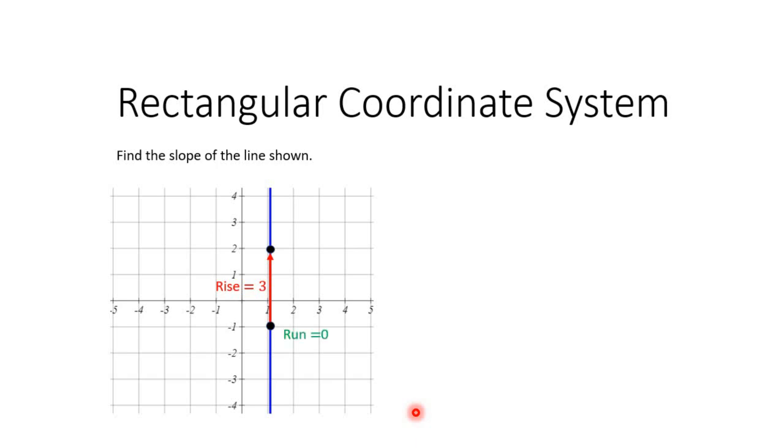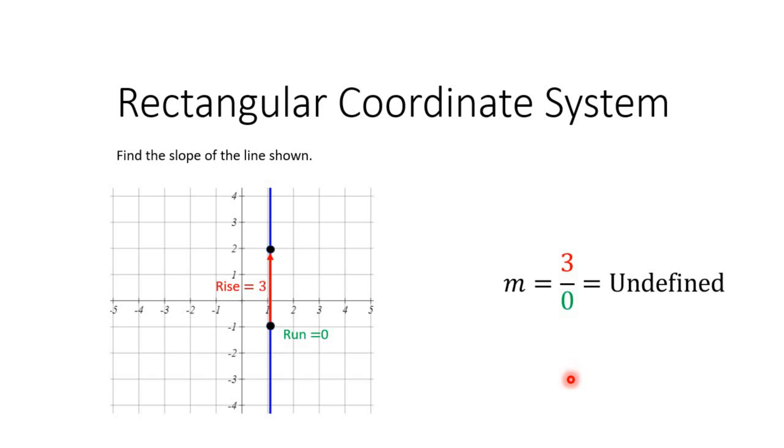And now I can find the slope as rise over run, rise divided by run. So the slope is 3 divided by 0. If you type this into a calculator, 3 divided by 0, the calculator will give you an error because this fraction is undefined. You cannot divide by 0.